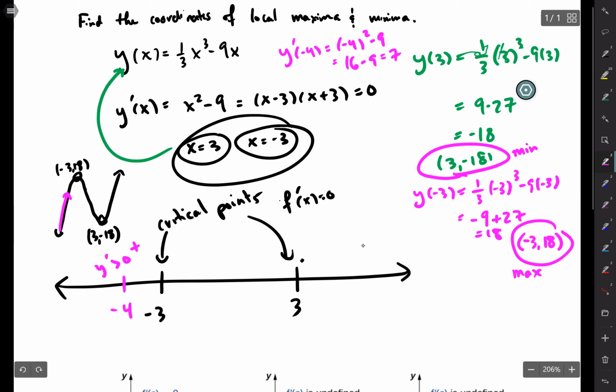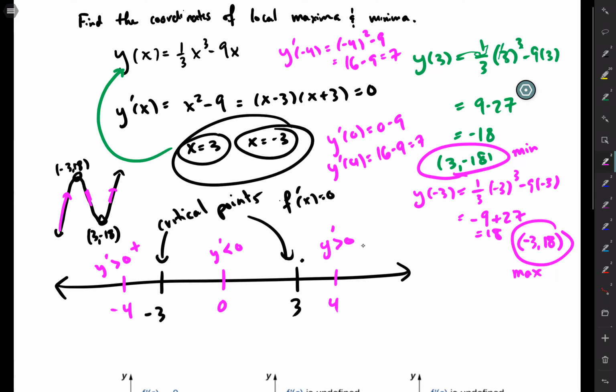If I plug in any point in the middle, like 0, I get that y prime of 0 is -9, so that's negative. That means the slope is going down, and we see that here. And if I plug in a point over here, 4, y prime of 4 is 16 minus 9, which is 7. That's positive as well, so the slope is going up. So my sketch is good.